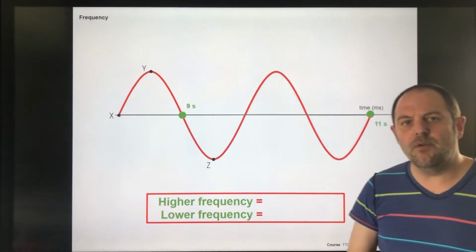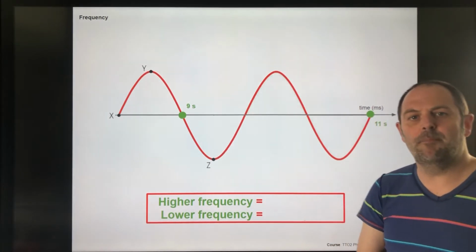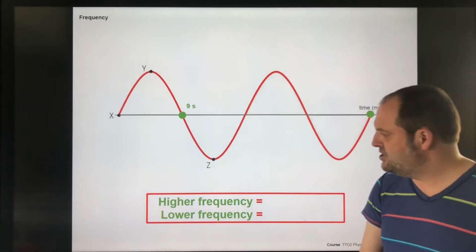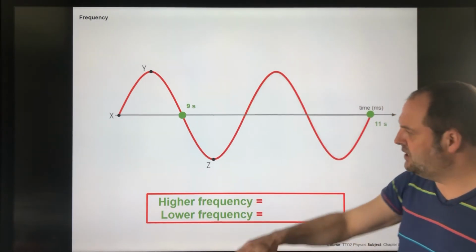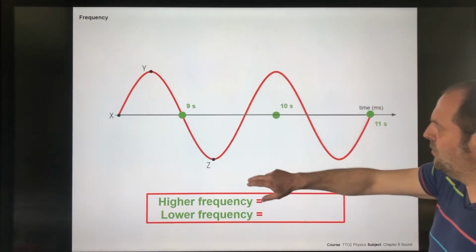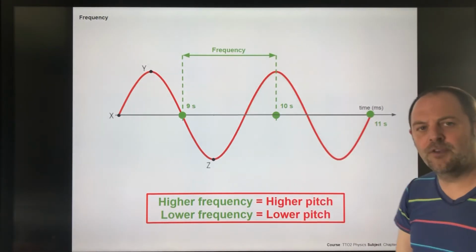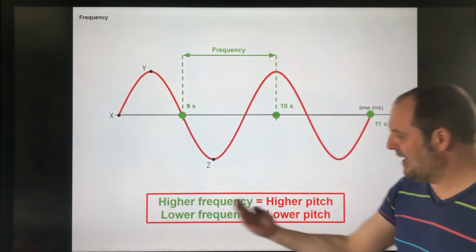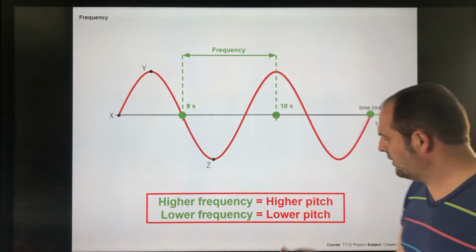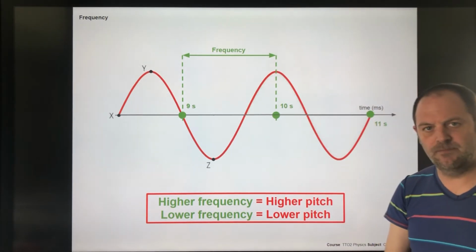The thing that you need to remember, and you already saw that in the previous presentation with the simulation, is that the higher the frequency, the higher the tone. So that means the higher the pitch. Less waves in 1 second, so a low frequency means a lower pitch.